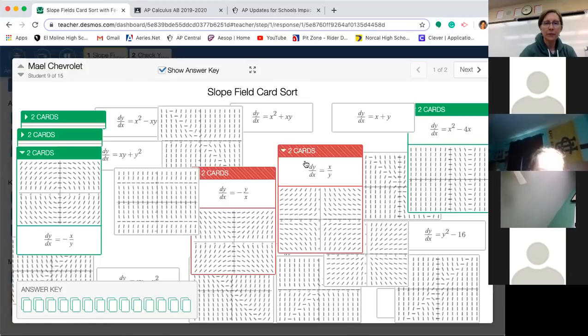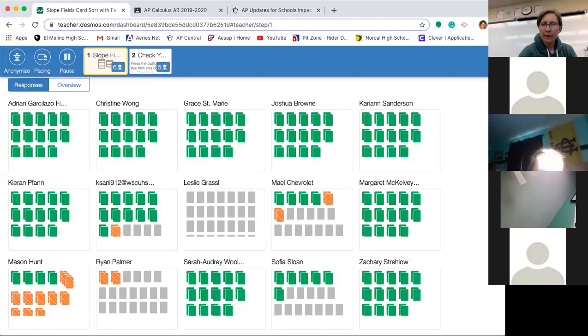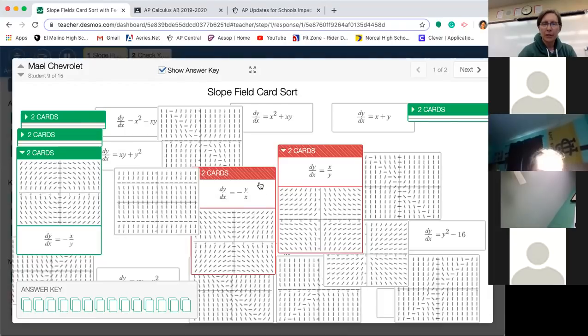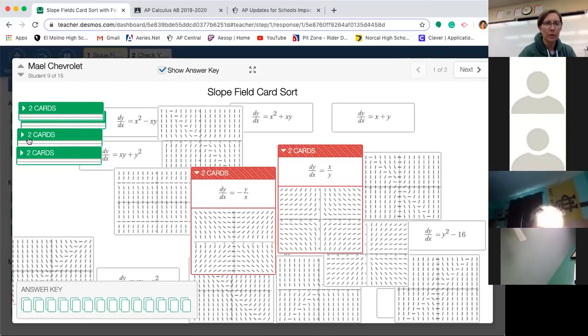Mael, I'm on your screen now. Of the ones that you have matched, you have 6 that are matched. These 2 here are the ones that are not correct. So the other matches that you've made are correct. So you might even want to go something like this, where you put them all, close them all up. I know I'm good on those, you know what I mean? So you don't mess with those anymore. Mm-hmm.